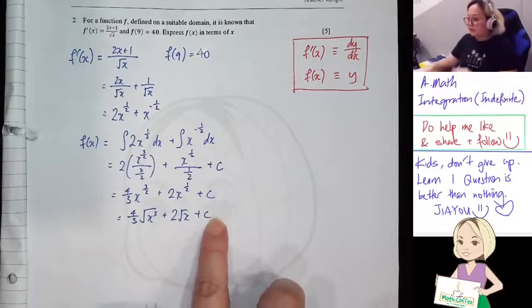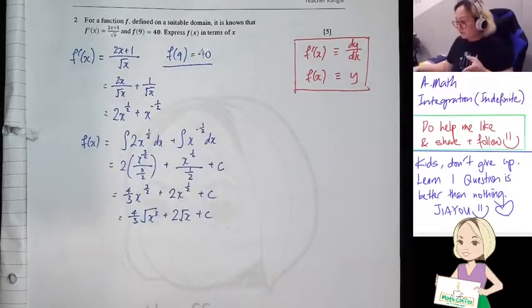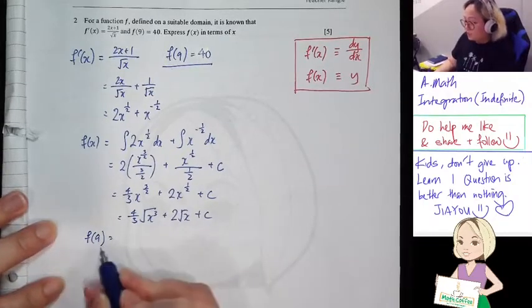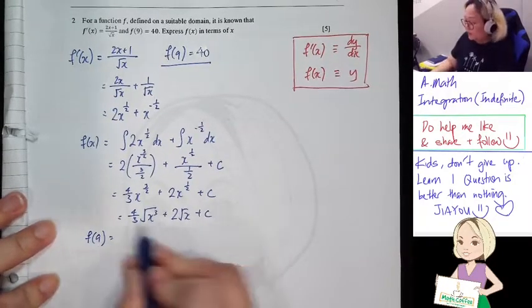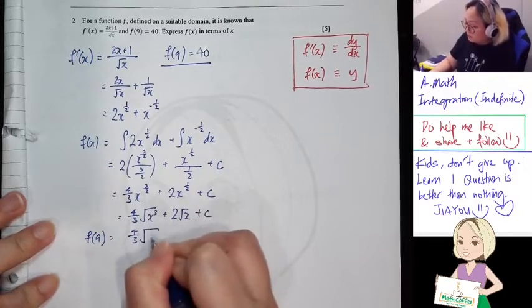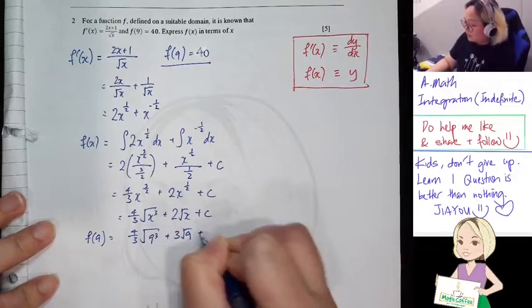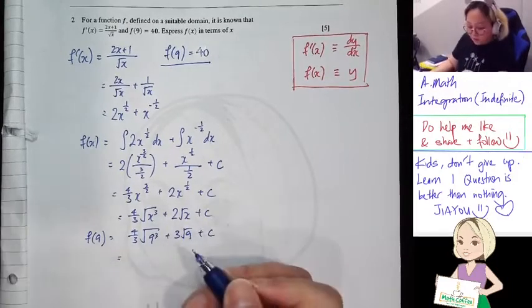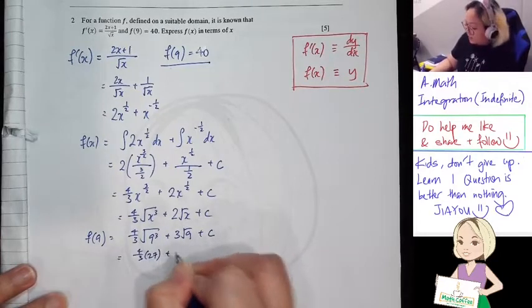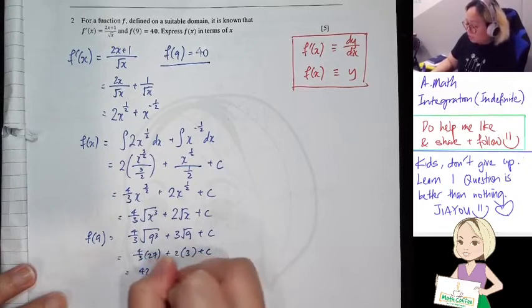And for that, they give you additional information. F of 9 equals 40. So we're going to find our f of 9. It means that I'm going to sub in x equals 9 into here. So it will be 4 over 3 times 9 cubed square root, plus 2 square root 9, plus c. And we will get 4 over 3 times 27, plus 2 times 3, plus c. We get 42 plus c.